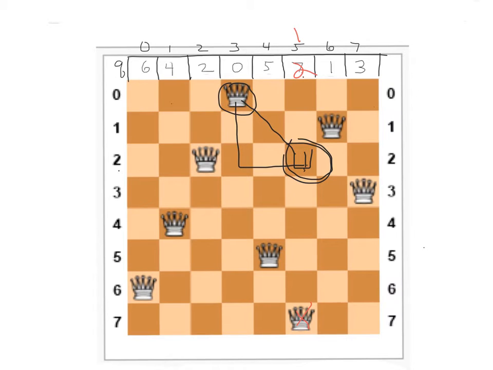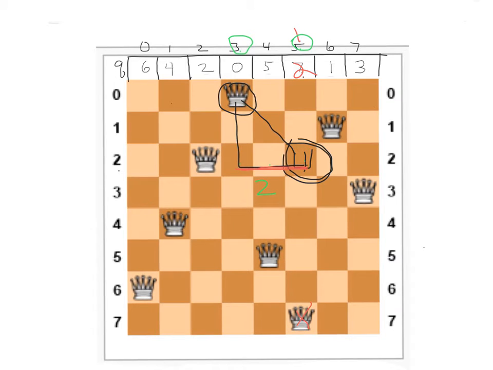So how do I get the distance between the columns? Well, what column is this? This is column 5 over here. These are the column numbers. That's column 5, and this one here is column 3. This queen is in column 3. So what's the distance between these two? I have to go 1 and 2. Well, 5 minus 3, that's 2. So this distance is 2.